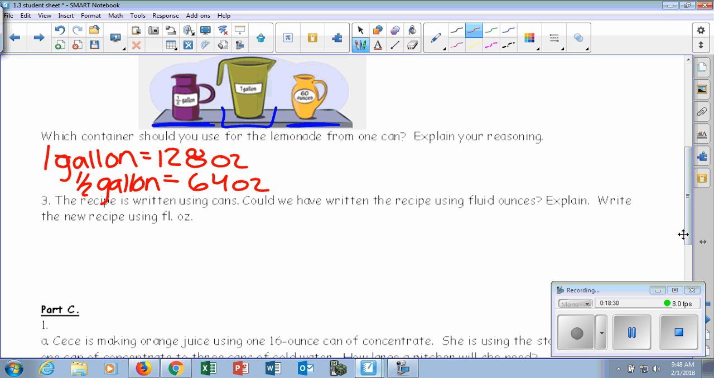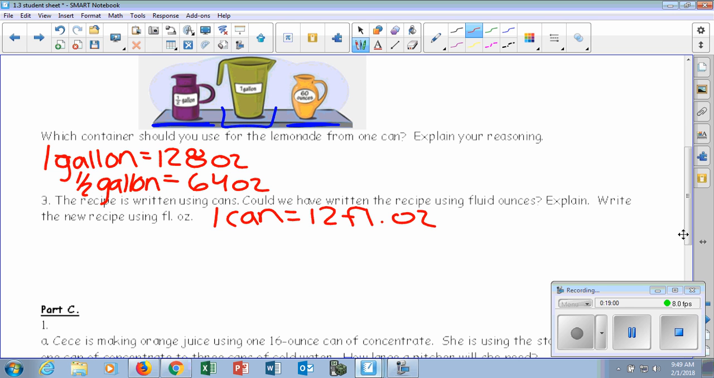What about question 3? It says, the recipe is written using cans. Could we have written the recipe using fluid ounces? Explain. Write the new recipe using fluid ounces. Well, what could we do here? How much is 1 can? They want us to convert it from cans to ounces. 1 can is how many fluid ounces? Yeah, they told us that it is 12 fluid ounces.